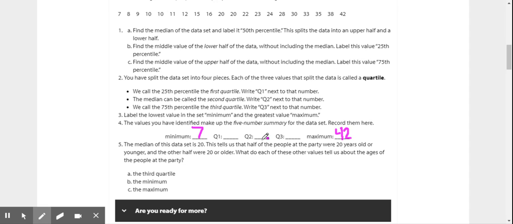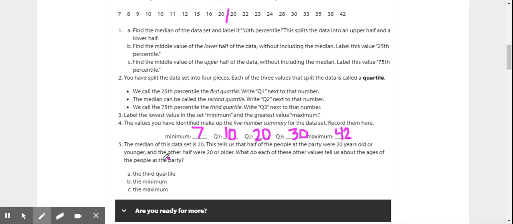Our median, or Q2, that we found was 20. And when we were looking at it, Q1 was 10. That was the middle of the bottom half. And then Q3 was the middle of the top half, and that was 30.